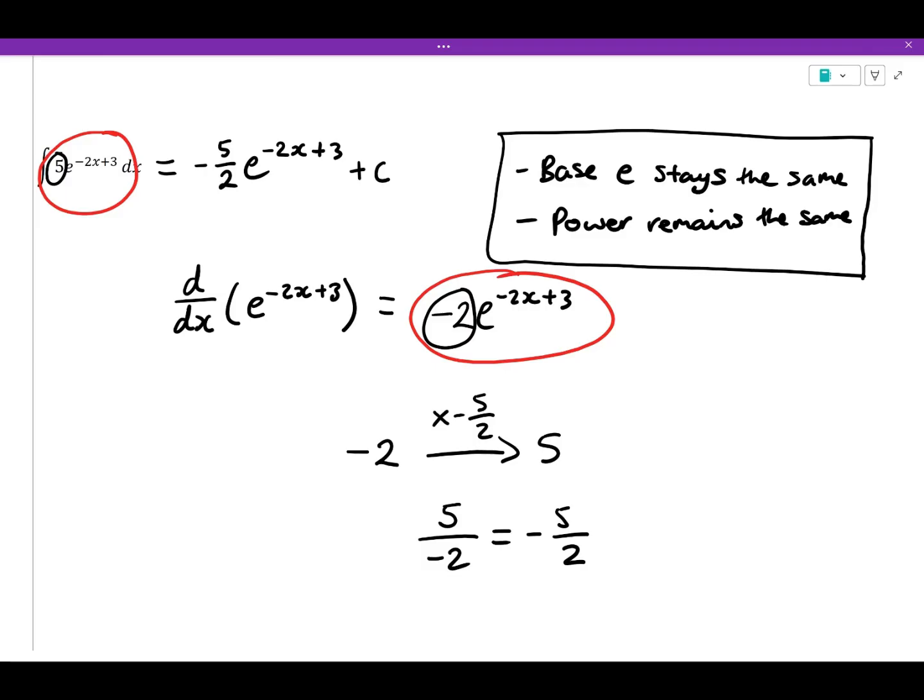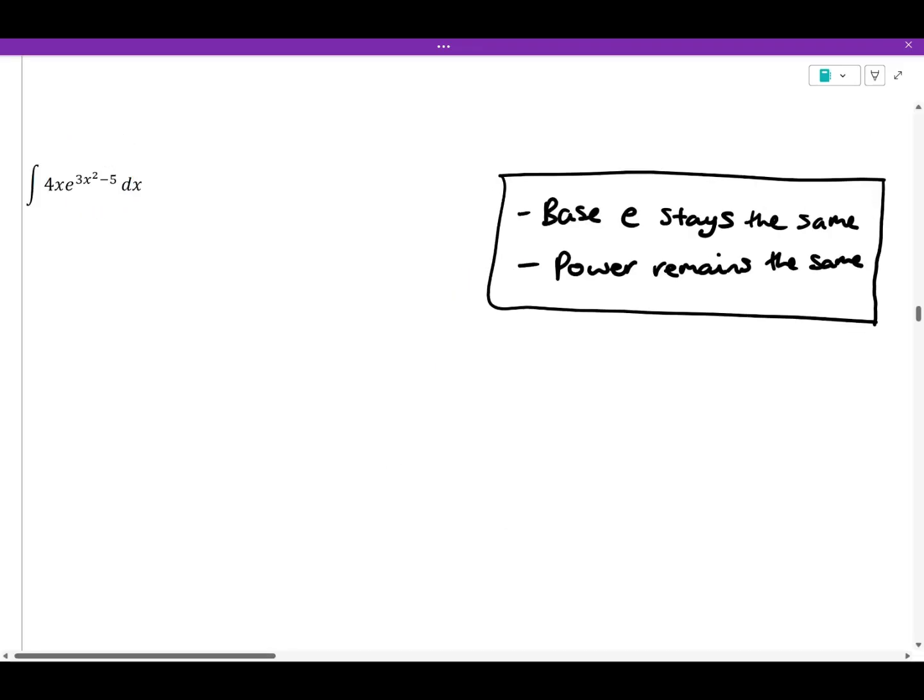Let's have a look at another scenario. So here's our next integral. Looks a bit more complicated. We've got a quadratic power and a 4x multiplying the e function. But let's try the same process then. Okay, so our base e stays the same. And then our power remains the same. So we're going to have 3x squared subtract 5 like that.